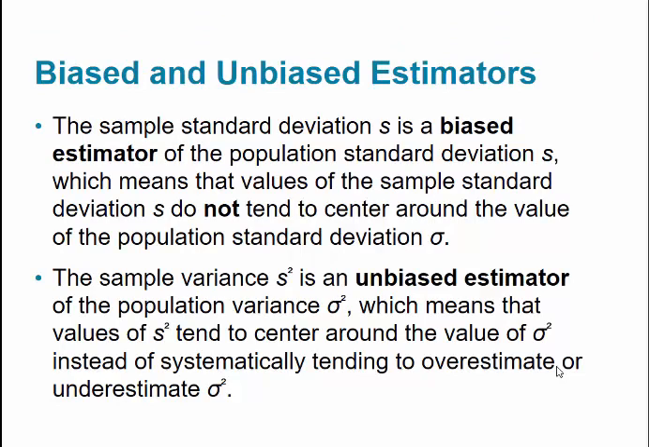Now, biased and unbiased estimators. The sample standard deviation, s, is a biased estimate of the population standard deviation, sigma, which means that the values of the sample standard deviation, s, do not tend to center around the value of the population standard deviation, sigma. The sample variance, s squared, is an unbiased estimate of the population variance, sigma squared, which means that the values of s squared tend to center around the value of sigma squared instead of systematically tending to overestimate or underestimate sigma squared.